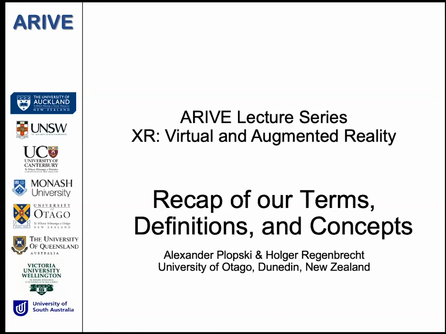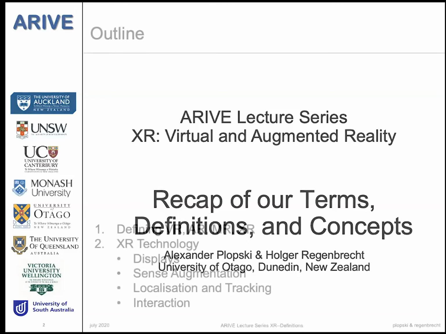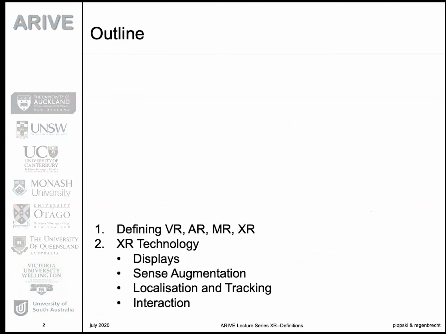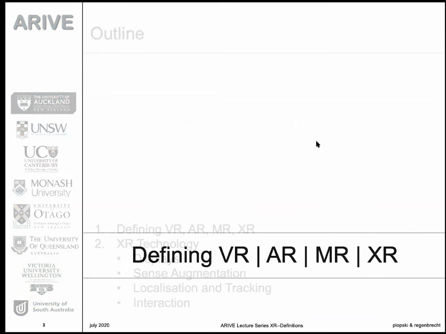So now I would like to move forward. Yes. So here's our outline. It has only two main points. First, some definitions, and then we will talk about the technology, in particular displays, scene augmentations, localization, and interaction. Sorry. Better?